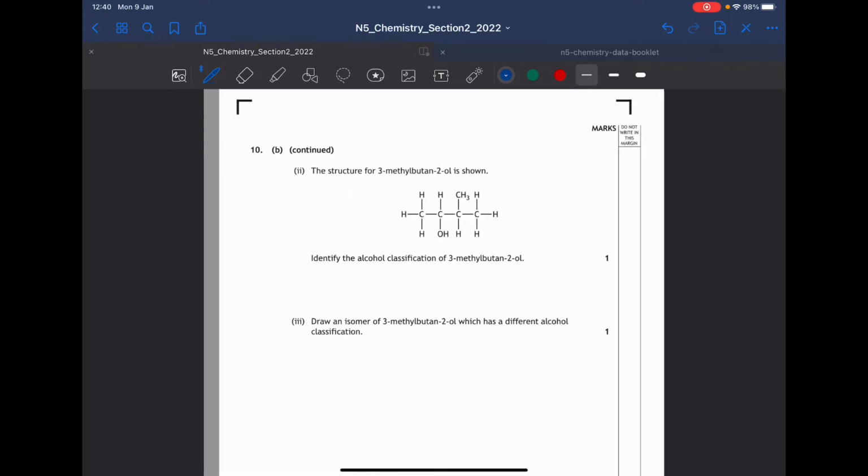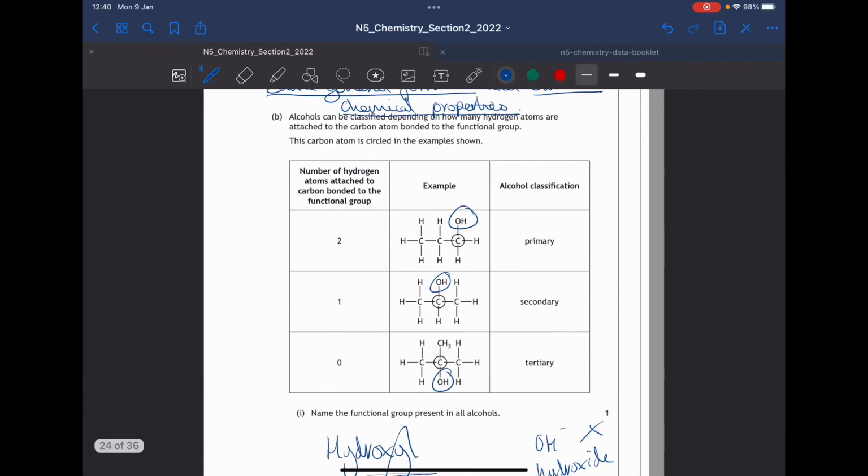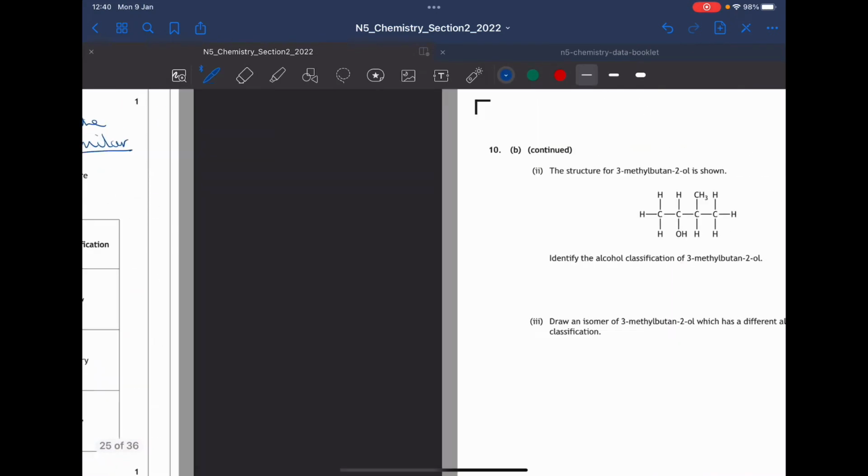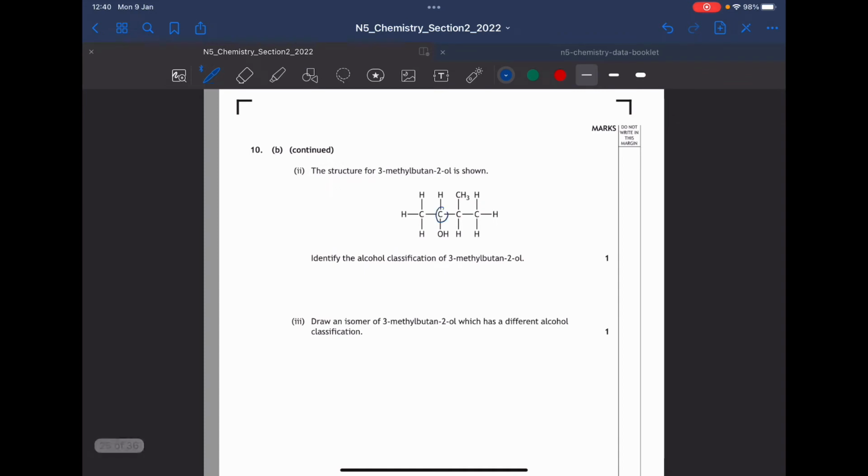So then part 2, this is about problem solving. So you've got the structure for 3-methylbutan-2-ol shown. Identify the alcohol classification of 3-methylbutan-2-ol. So this is where we need to use this table of information we've been given. So this is brand new information to us, so don't panic. It just might take a little bit of thinking, but if we look at what this information is telling us, we're looking how many hydrogens are attached to the carbon the functional group's on. So this is the carbon we're talking about here, because here's our hydroxyl group.